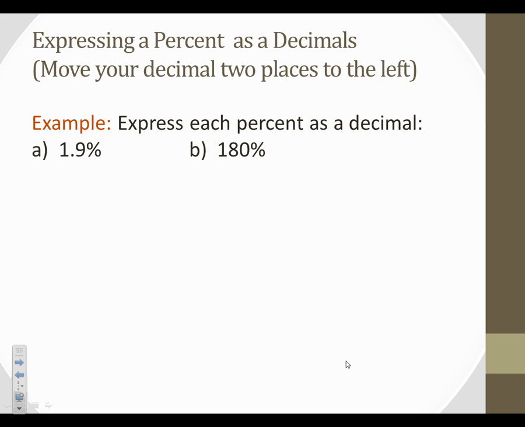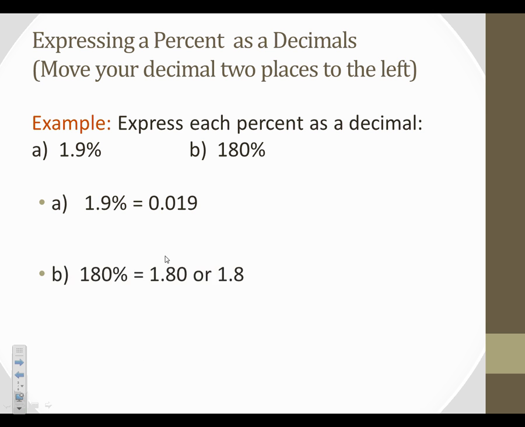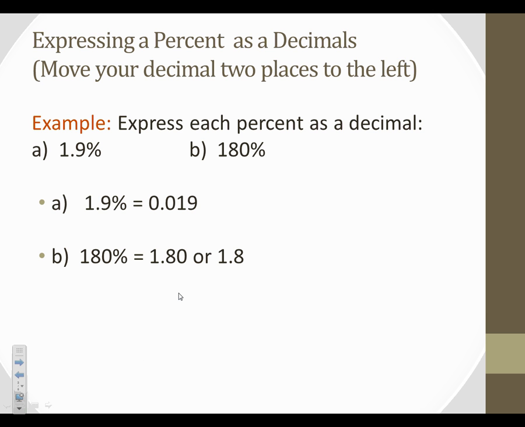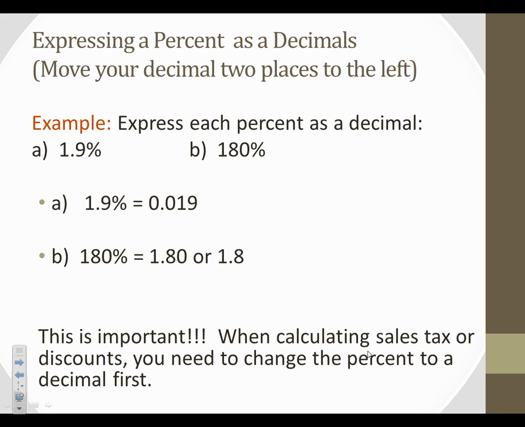Okay, now if we go the other way, expressing a percent as a decimal, so I have a percent and I want to make it a decimal, then instead of moving it to the right, this time I'm actually going to move it to the left, or take that number without the percent sign and divide by 100, and you're going to get 0.019. 180% would give you 1.8, 1.80. So you've got to remember that when you calculate sales tax and discounts, you've got to change the percent to a decimal first.